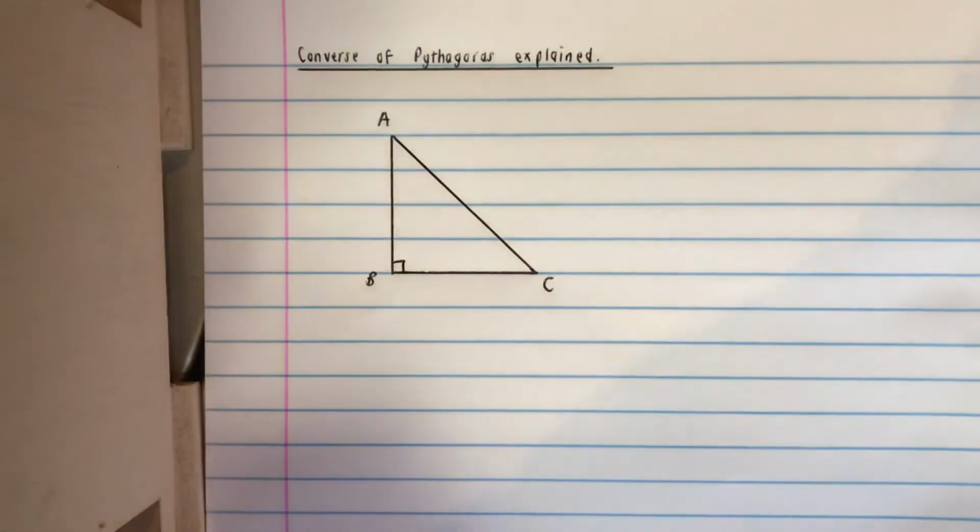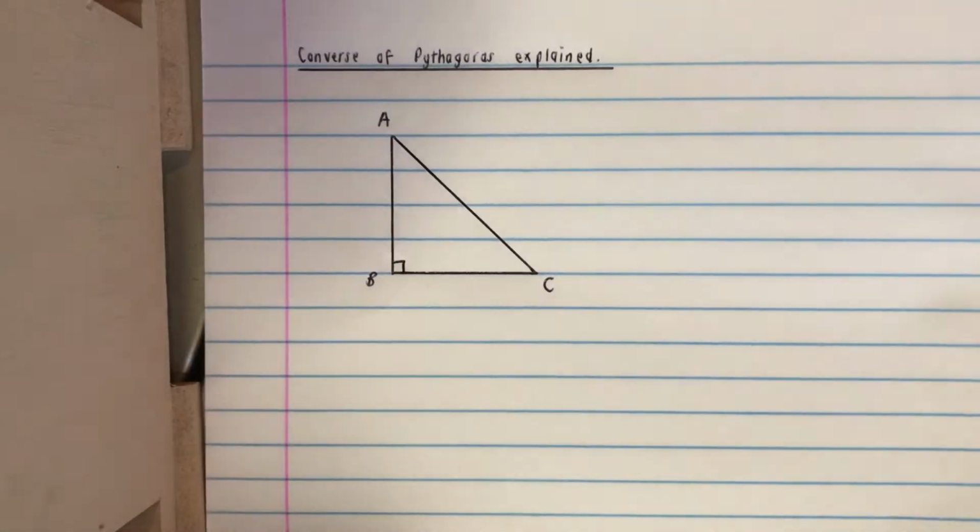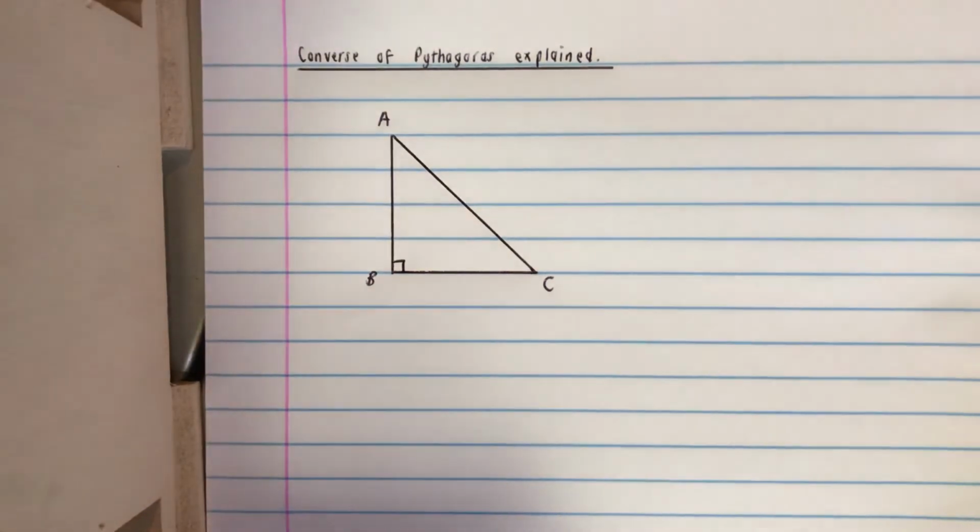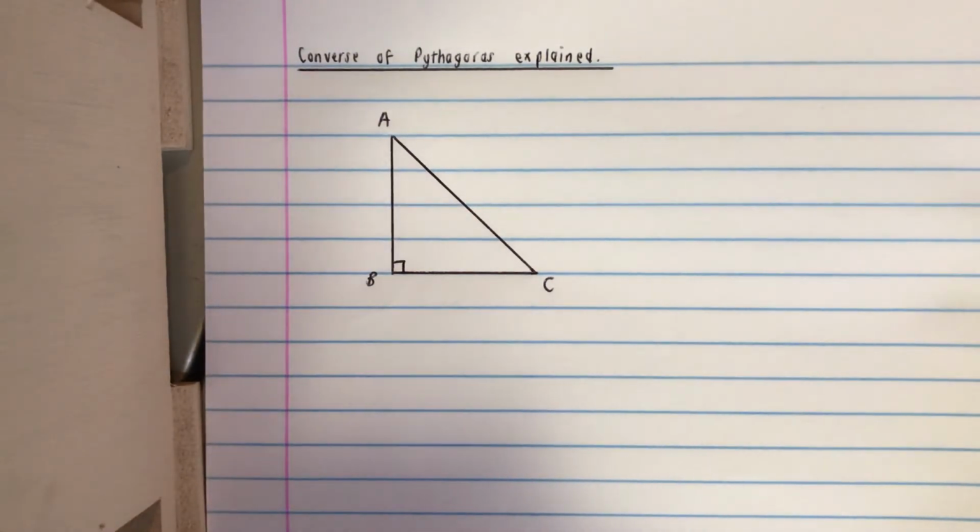Hi everyone, today we're going to quickly look at the converse of Pythagoras. How does it work? That is when we are given three sides and we need to determine whether it's a right angled triangle, an obtuse angled triangle, or an acute angled triangle.